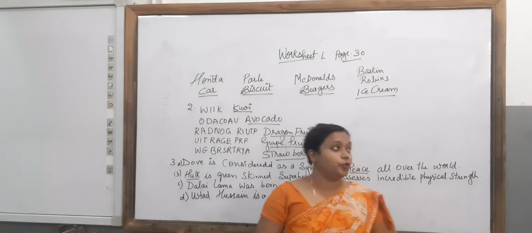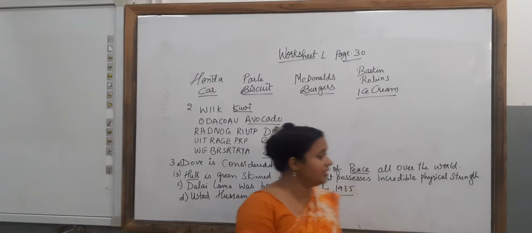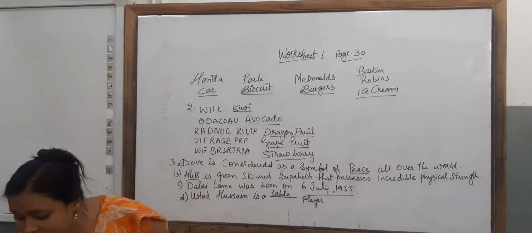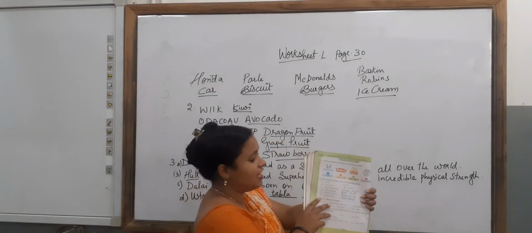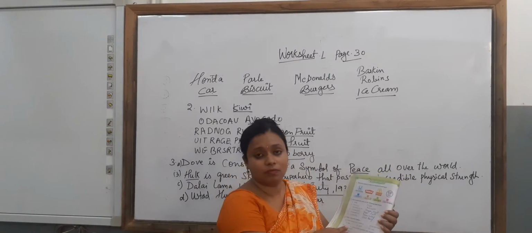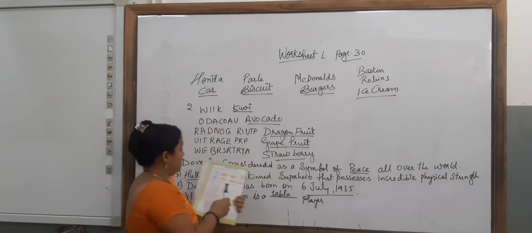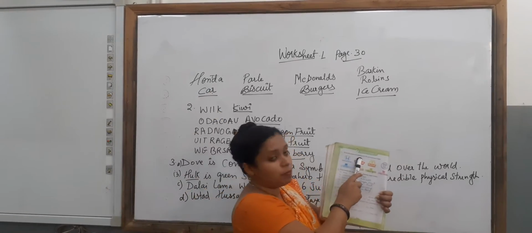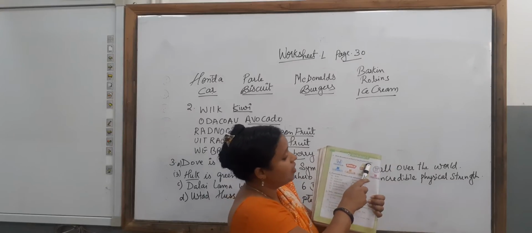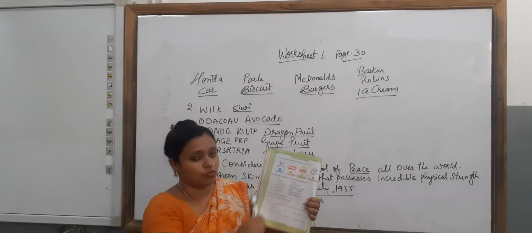Children, today we will be doing worksheet page number 30 in your book. Okay children? So, this is the worksheet that we have completed from chapter 1. There are logos. Write the names of the products using the given brand logos. We have to write the names of the products using brand logos.